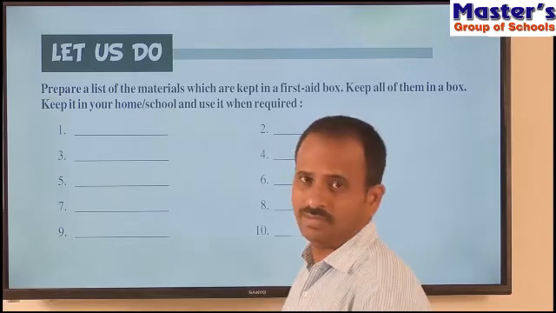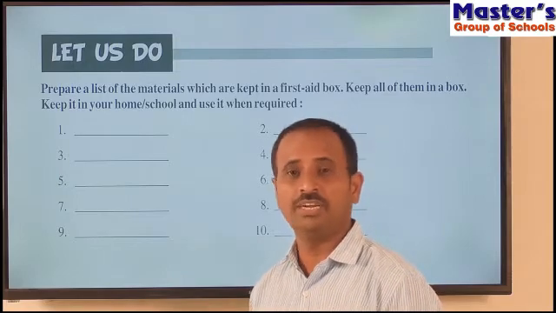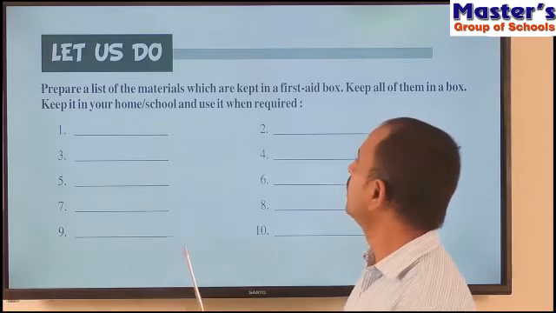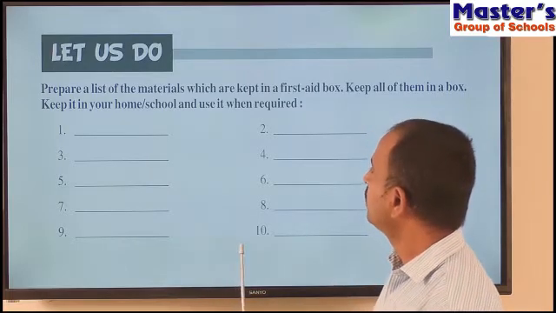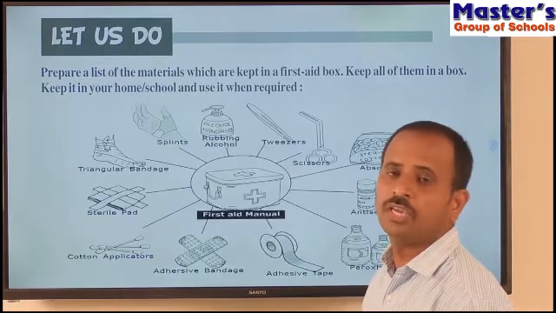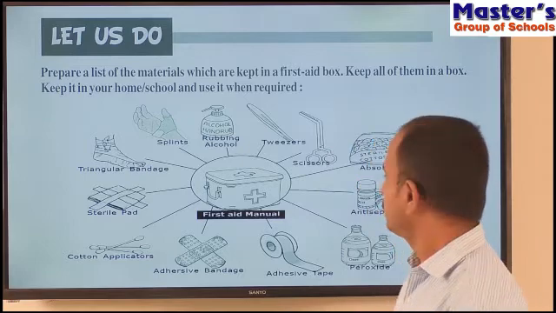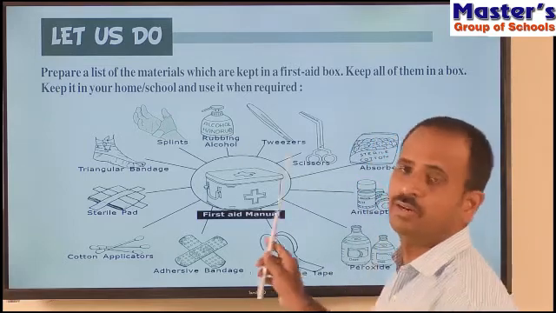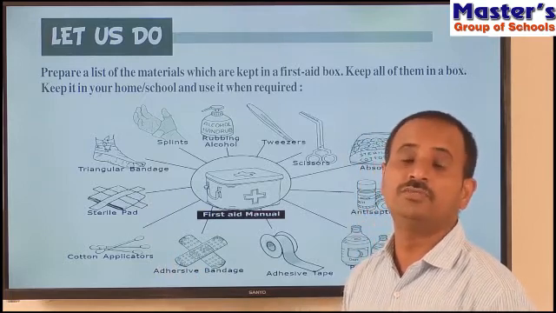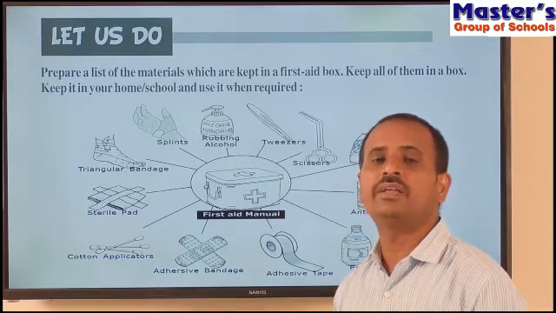And what are the items we have to keep in that first aid kit? That is a first aid box. So let us see some of the objects we have to keep in the first aid box. Children, look at the picture. Here you are observing different objects. We have to keep them in the first aid box, which will help you very much when any person gets injured or has an accident.